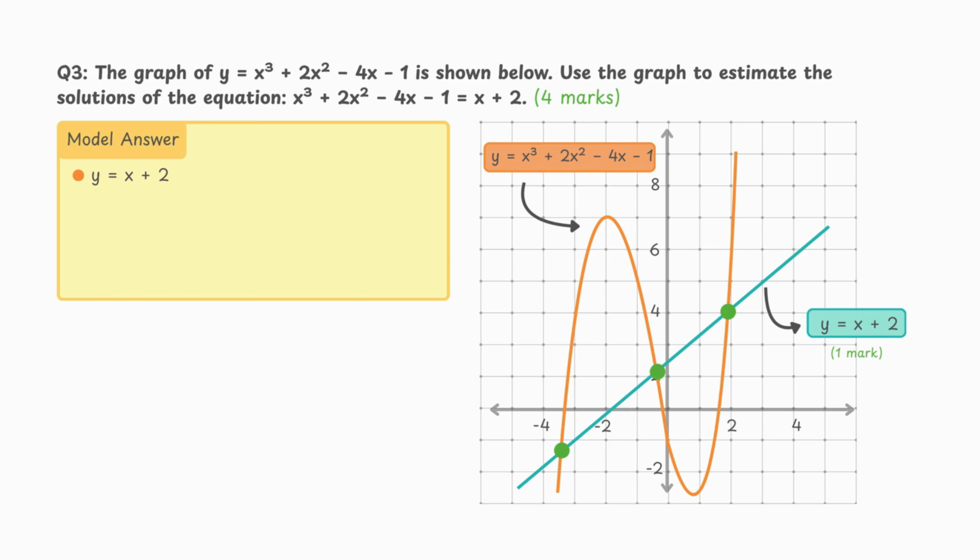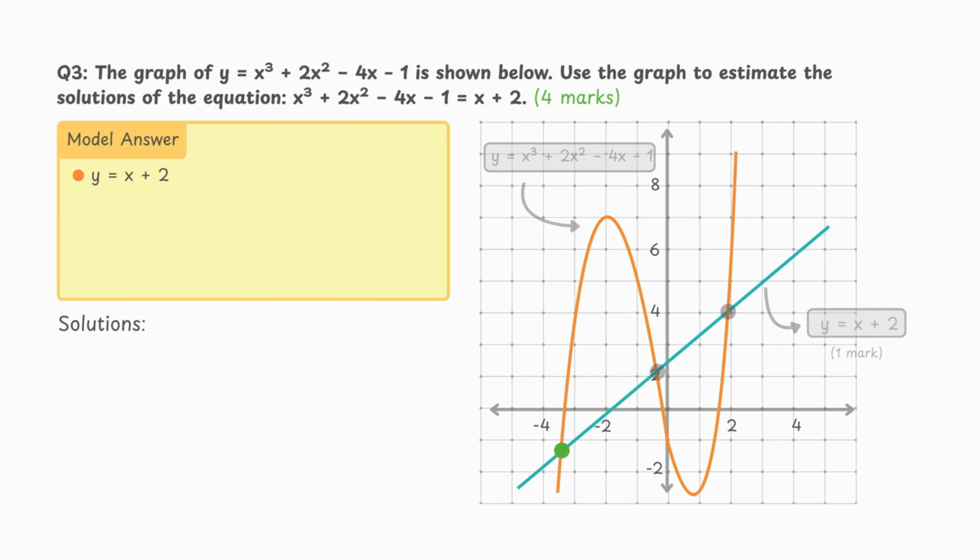We are looking for the values of x where both sides are equal. So just like before, we represent both sides as graphs. The curved graph represents y equals x cubed plus 2x squared minus 4x minus 1. The straight line represents y equals x plus 2. Now the solutions are where these two graphs meet. So look carefully at the points where the curve and the line intersect. We can see that they cross at 3 different points. One point is on the left side of the graph, one is near the center, and one is on the right side. Now focus on the x values of these intersection points.